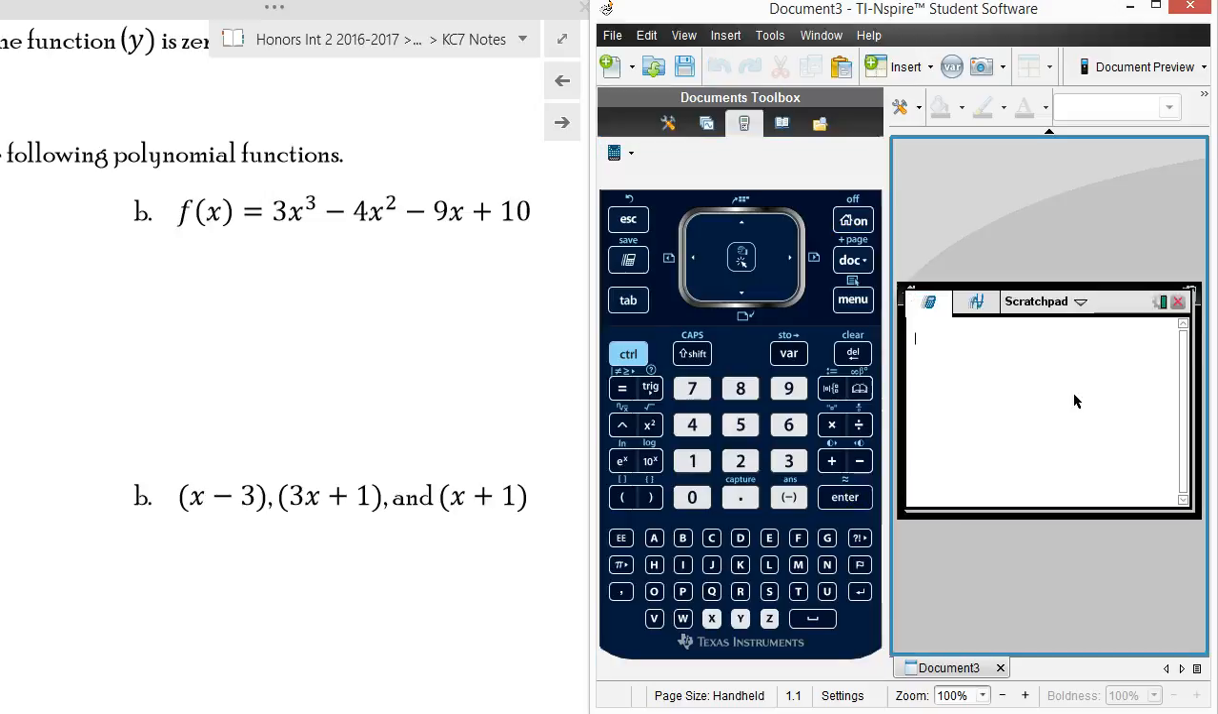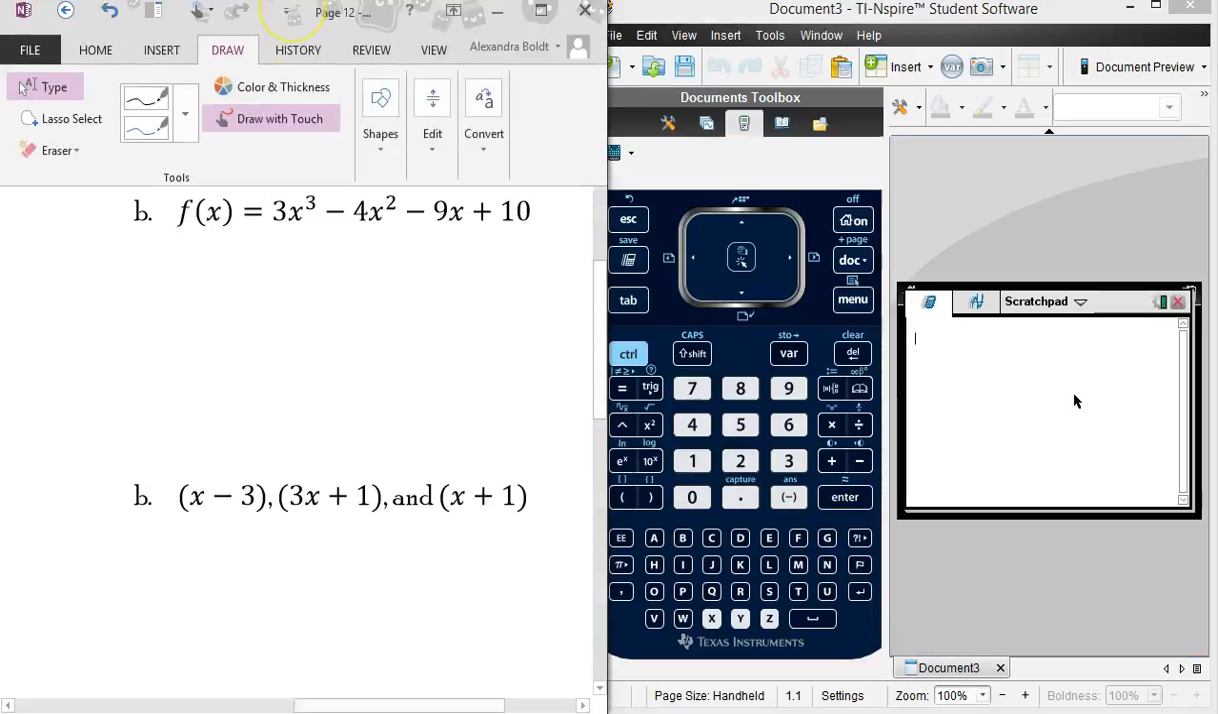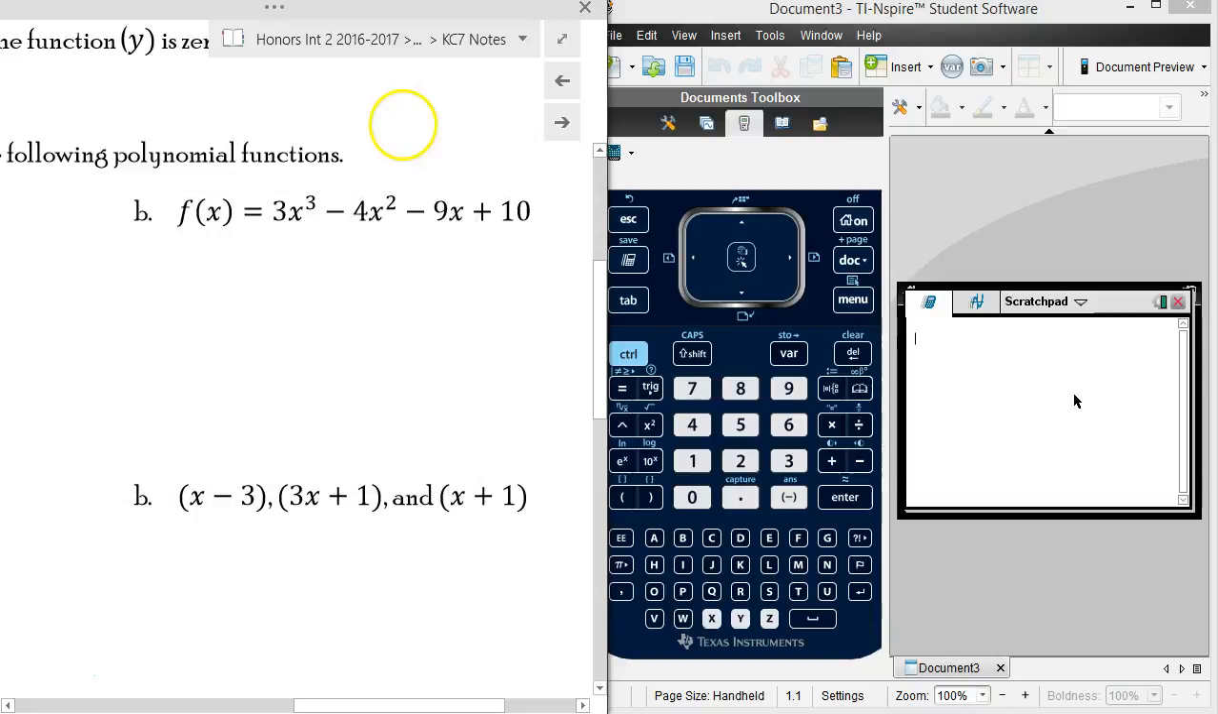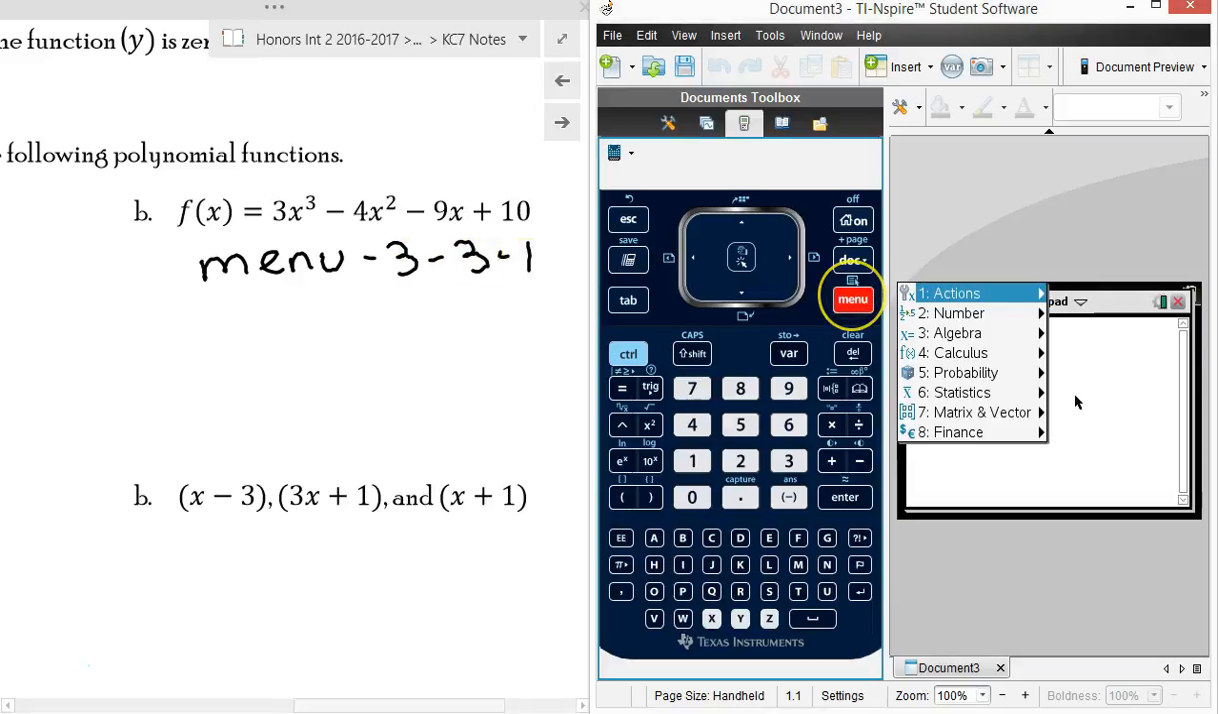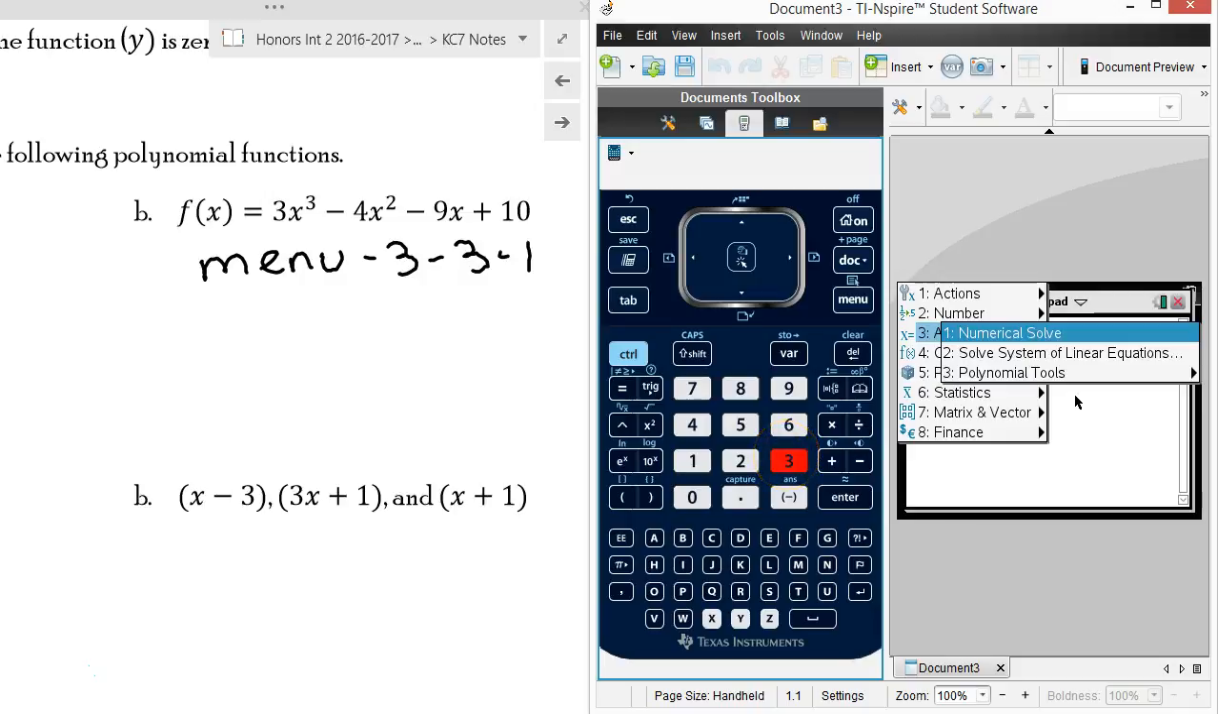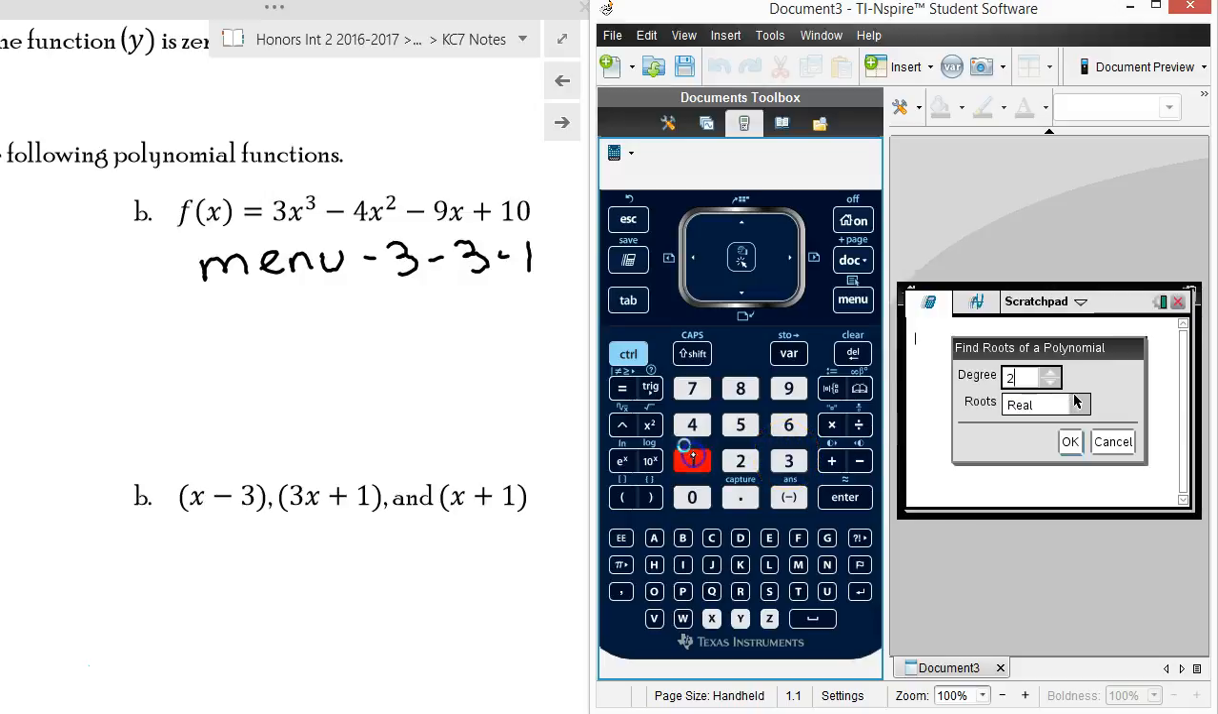The second way, you use the calculator, and it's menu 3, 3, 1 when you're under the calculator. So menu 3, which is algebra, 3, which is polynomial tools, and 1, finding the roots of the polynomial. Remember, roots are the same as the solution. So the first thing I have to do is put in the degree. The degree for this one is cubed, so that's 3. And for now, we're only going to find real roots.